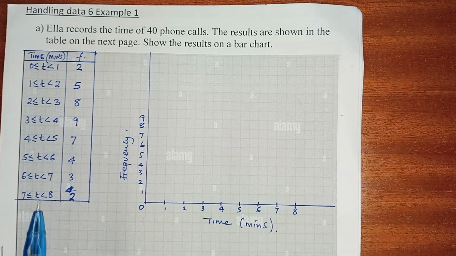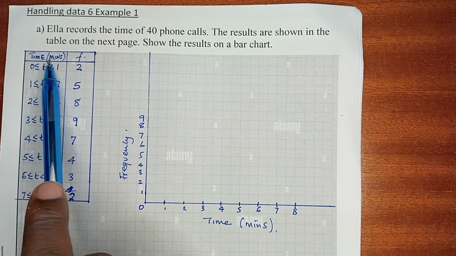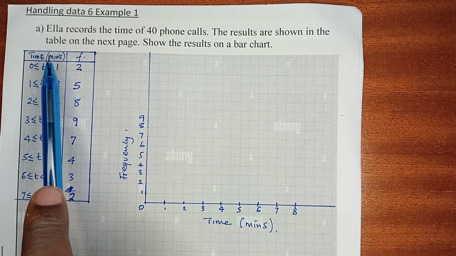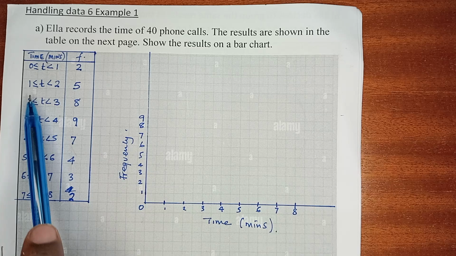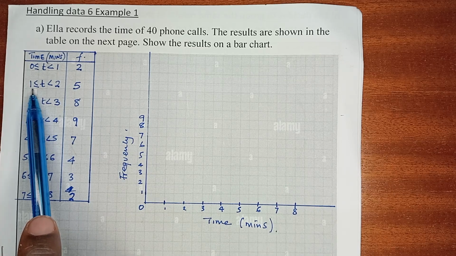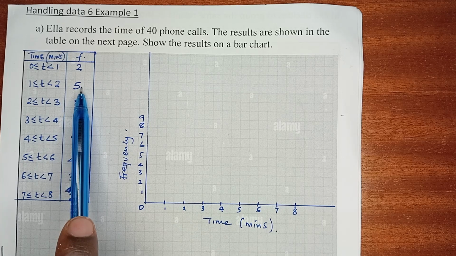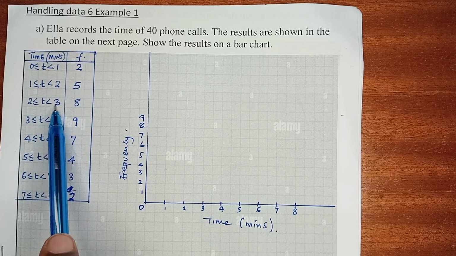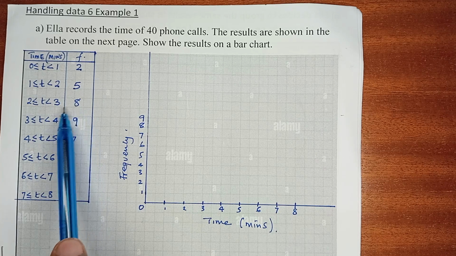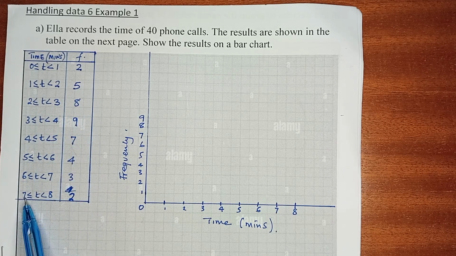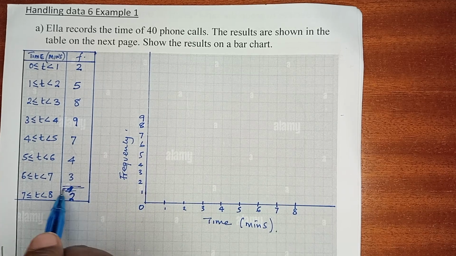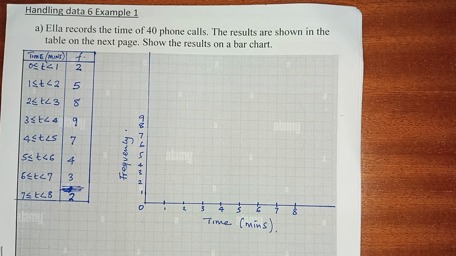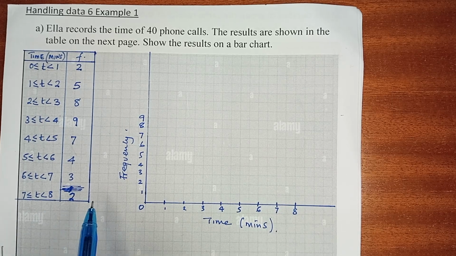Let's first of all study the table. The table is talking about the time or the duration of phone calls. Those phone calls which took between 0 and 1 minute were 2 phone calls. Those phone calls that took between 1 minute to 2 minutes, 5 phone calls. 2 minutes to 3 minutes, 8 phone calls, and so on and so forth until 7 minutes to 8 minutes, only 2 phone calls.